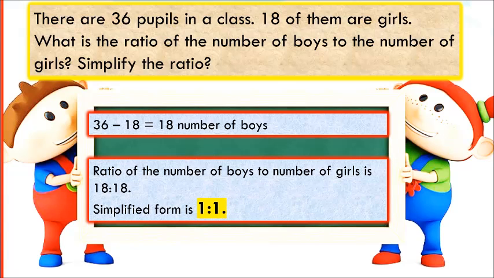Next. What is the ratio now? The ratio of the number of boys to the number of girls is 18:18. How are we going to simplify that? Of course, we divide it with the GCF. What is their GCF? We have 18. They are both 18. So 18 divided by 18, we have 1. 18 divided by 18, we have 1. What does that mean? One girl is equal to one boy in that class.